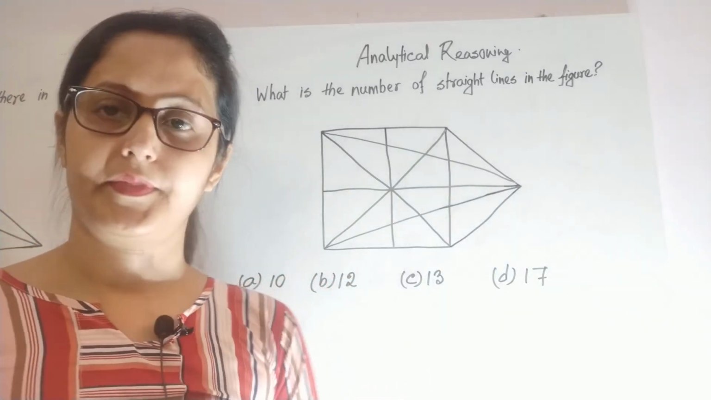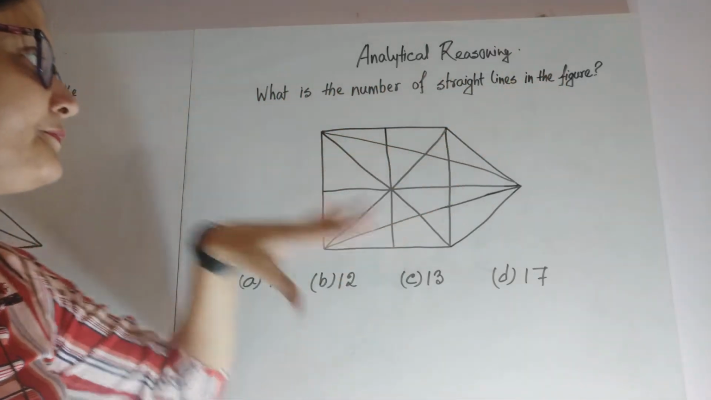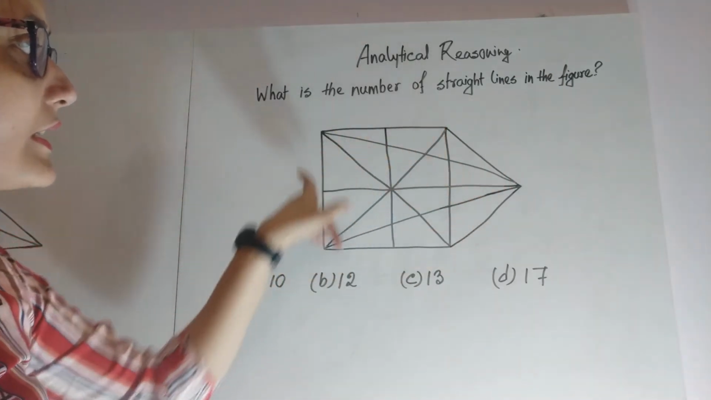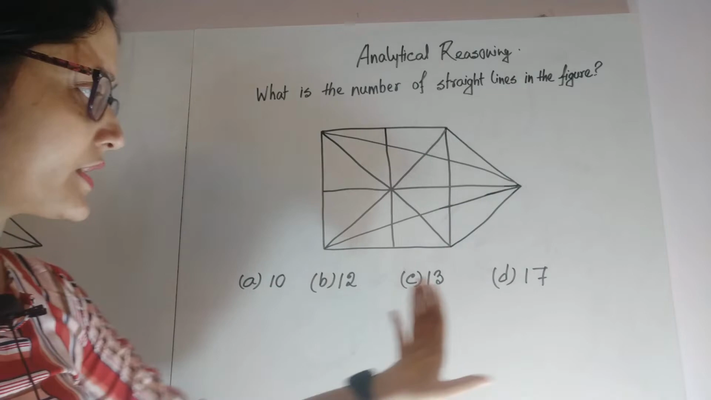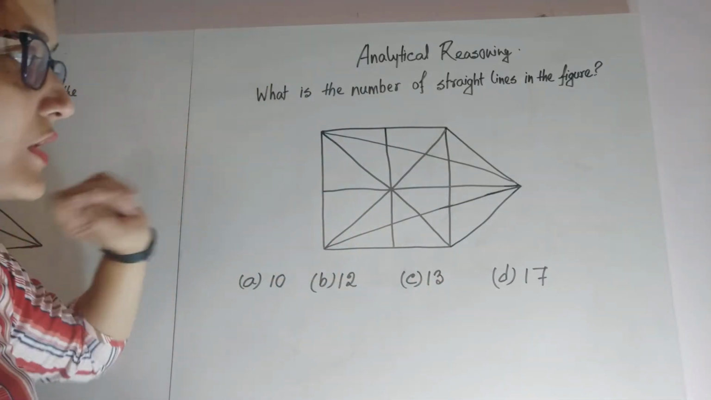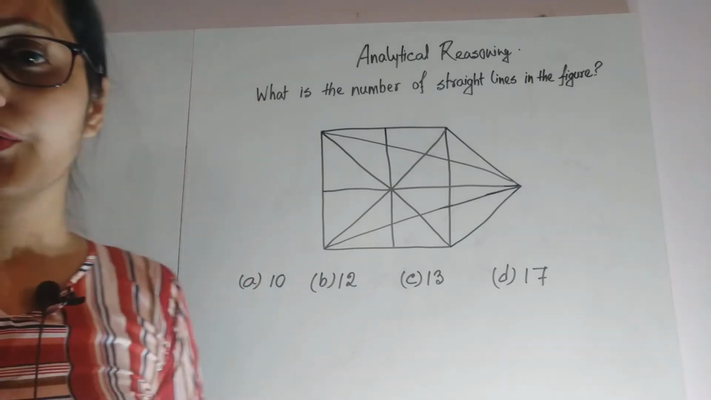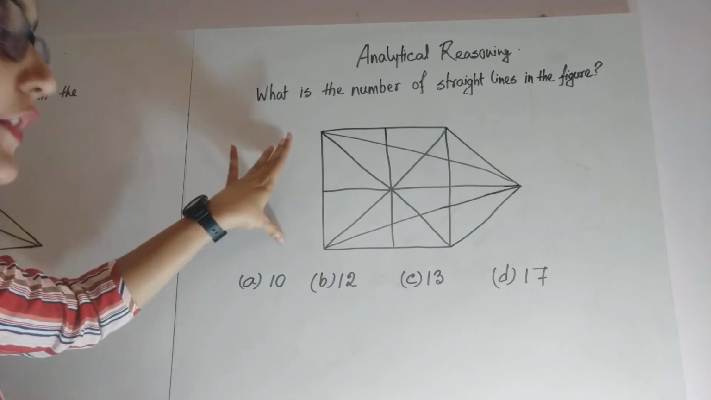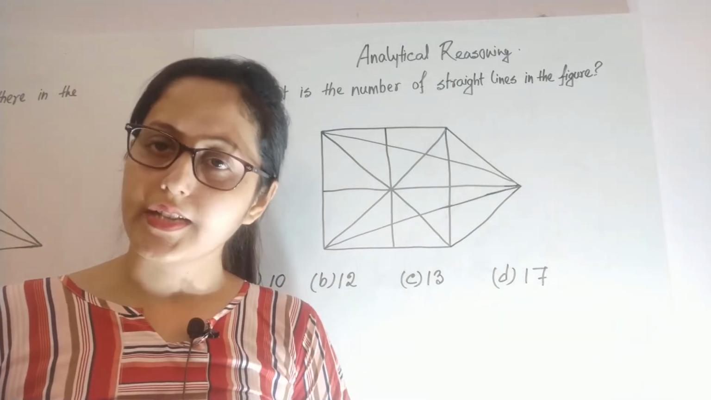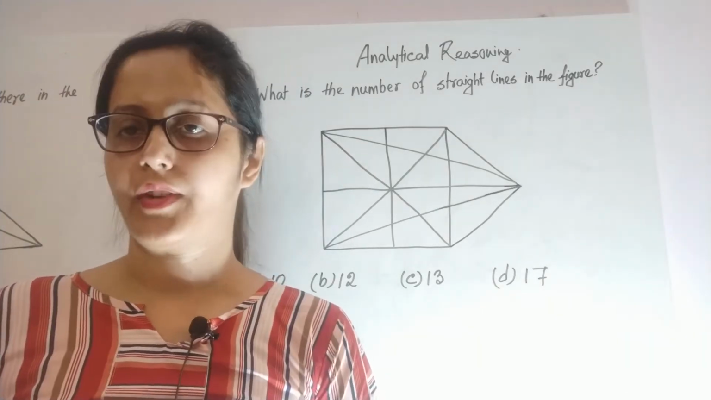Today the problem is, what is the number of straight lines in the figure? A figure is given, you need to find how many straight lines are there. 4 options are given. You can pause the video, try to solve it, and then I'll explain. I'll tell you an easy and interesting way to solve this problem very quickly. And 3 more such interesting problems are there. I'll solve all of them one by one.